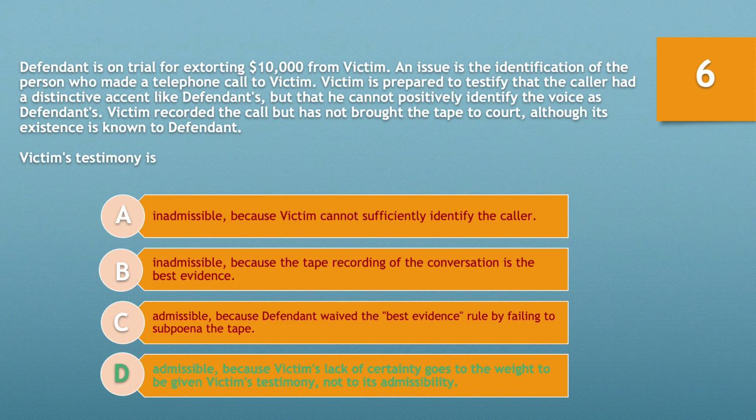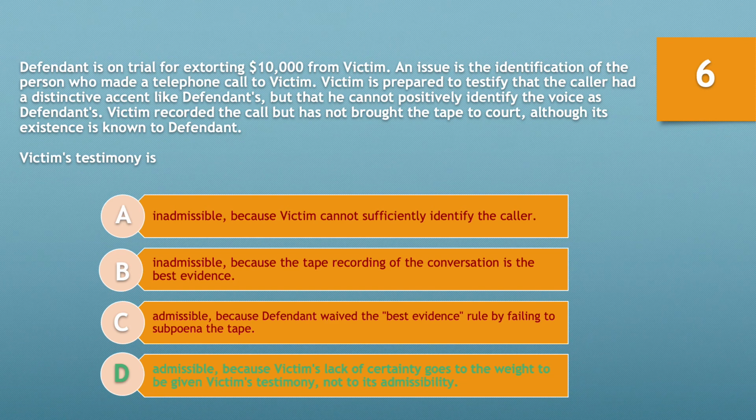If you look at option A, inadmissible because victim cannot sufficiently identify the caller, the answer in D, in essence, contradicts A in its entirety, and the reality is, as noted, the correct answer is that the issue of identification will be one of weight of the evidence as opposed to admissibility.